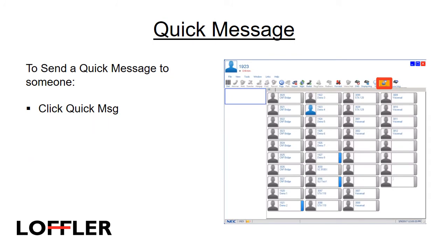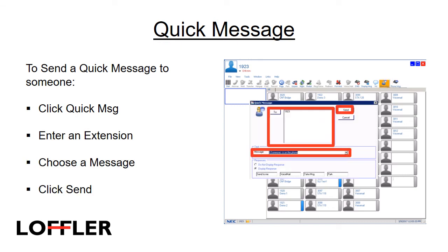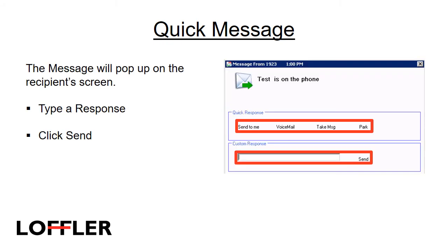A quick message differs from an instant message because in an instant message you can have a full conversation, whereas a quick message is just that, a quick message and a quick reply. To send a quick message, click the Quick Message icon. Enter an extension, choose a message, and click Send. The message will pop up on the recipient's screen. They can either send a quick response or type a response and click Send.